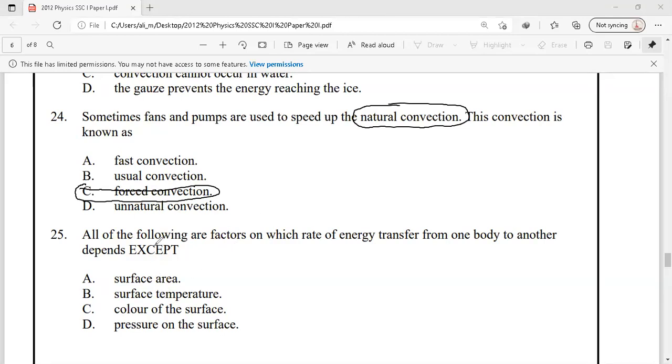Question number 25. All of the following are factors on which the rate of energy transfer from one body to another depends, except for one. So surface area is a factor that can alter the rate of energy transfer. So are surface temperature and the color of the surface. So pressure on the surface is the factor that will not affect the process of heat transfer. So for the last question, number 25, the correct answer is option D.